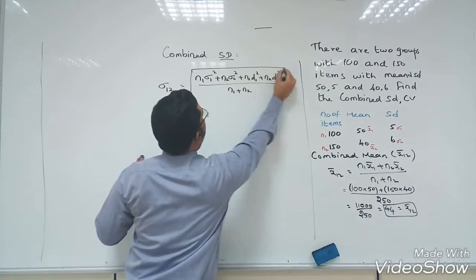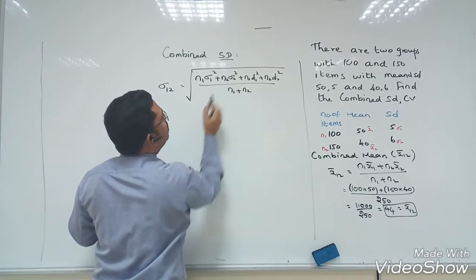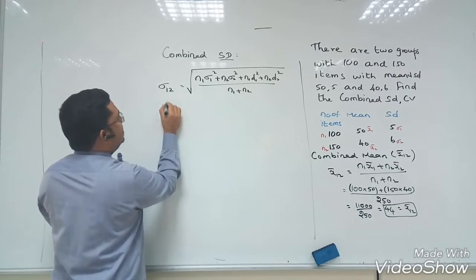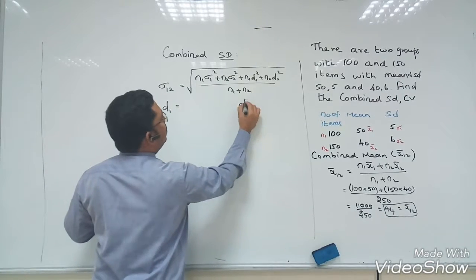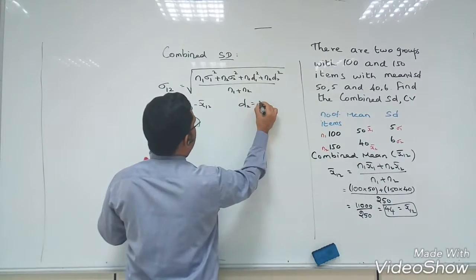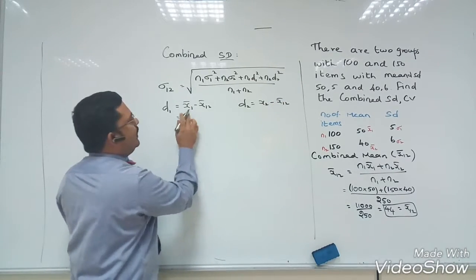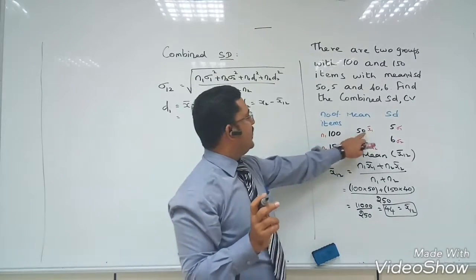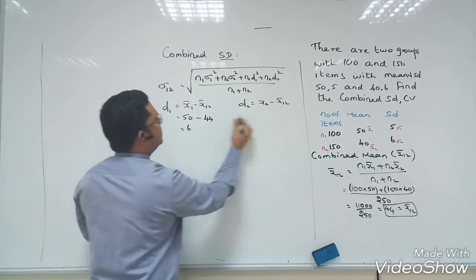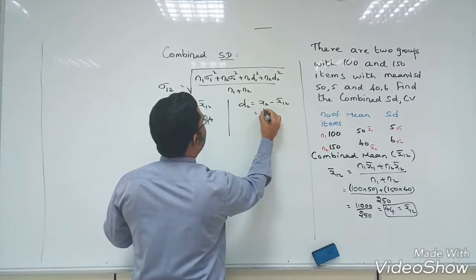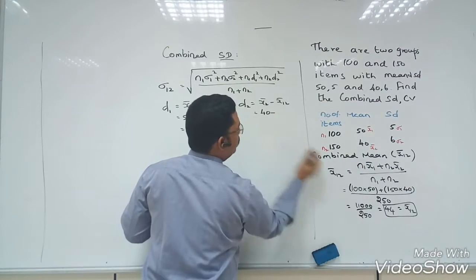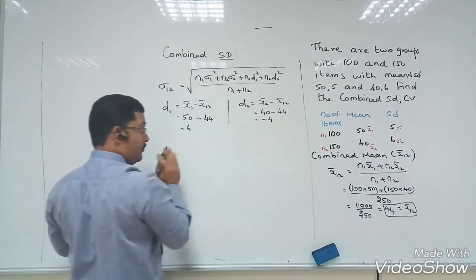We know N1, N2, sigma 1 power 2 and sigma 2 power 2, but we are left with the values of D1 and D2. There is a rule for D1 and D2: D1 is X1 bar minus X12 bar, and D2 is X2 bar minus X12 bar. X1 bar, the arithmetic mean of the first item, is 50, minus X12 bar, which we found is 44, which is equal to 6. Here also the same calculation: X2 bar is 40 and X12 bar we found is 44, which gives minus 4.